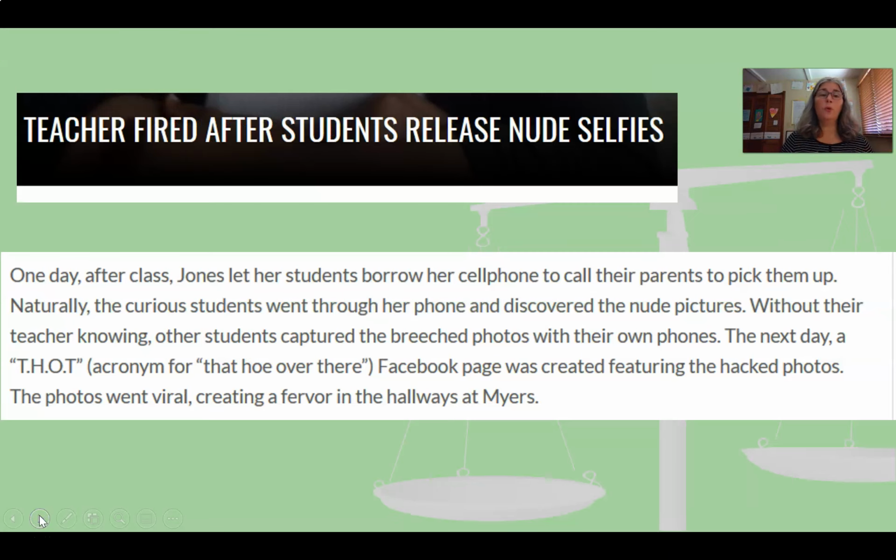Here's another one, and this one's horrible. This is a teacher who let a student borrow her cell phone to be nice, because the student needed to call their parents to pick them up. So the teacher's being kind-hearted and says, here's my phone, go ahead and call your parents. Well, the student starts looking through the phone, finds nude selfies of the teacher, and sends them out to everybody. The next day, a whole Facebook page was created with hacked photos that went viral from the teacher's phone. Horrible, horrible, horrible. And the teacher was fired for it.